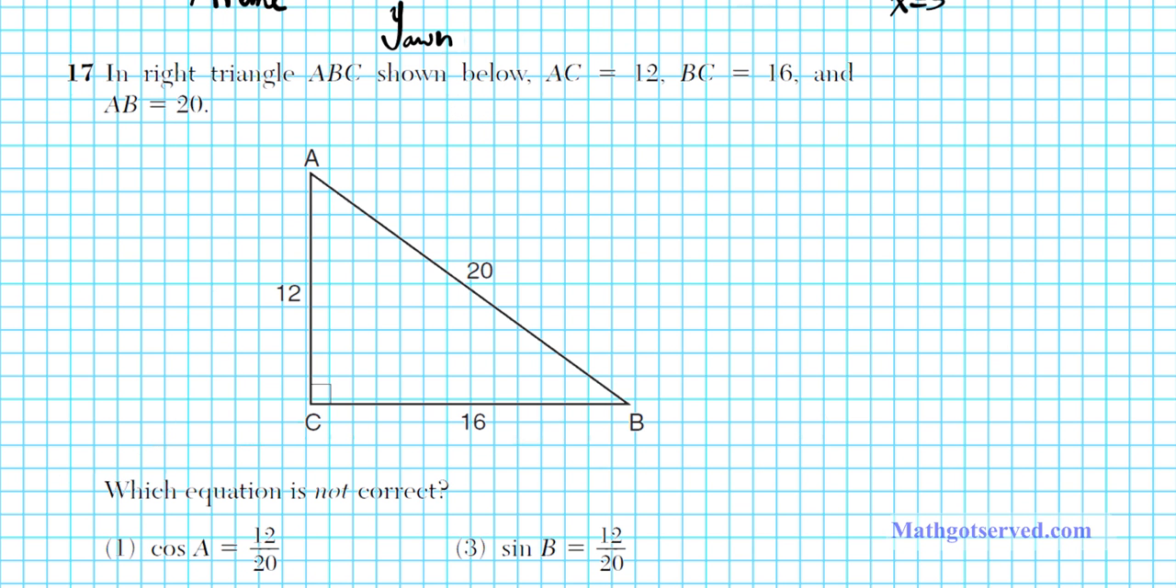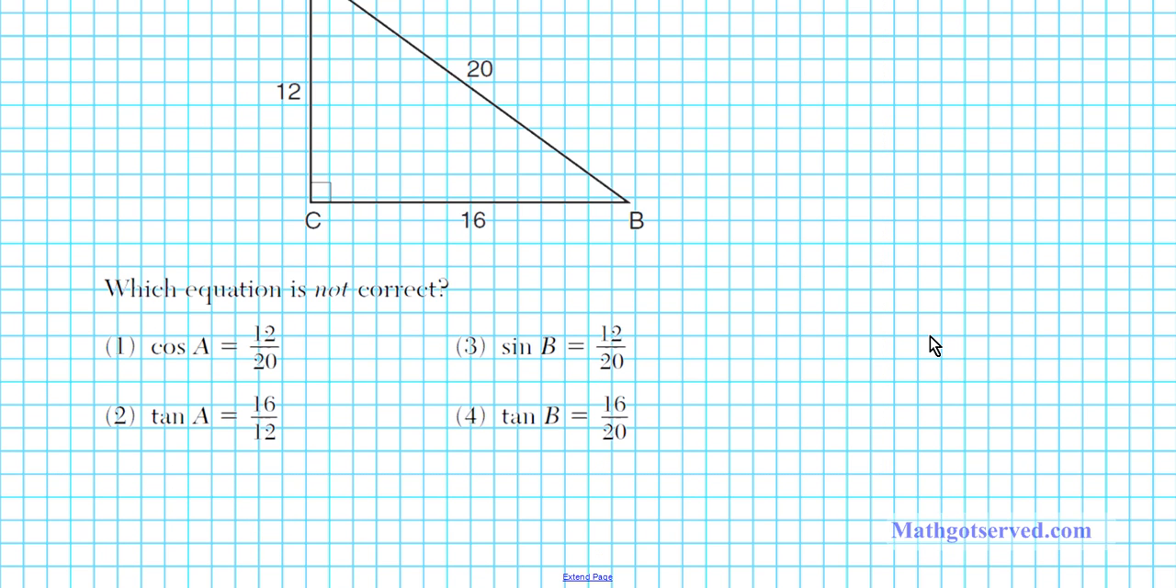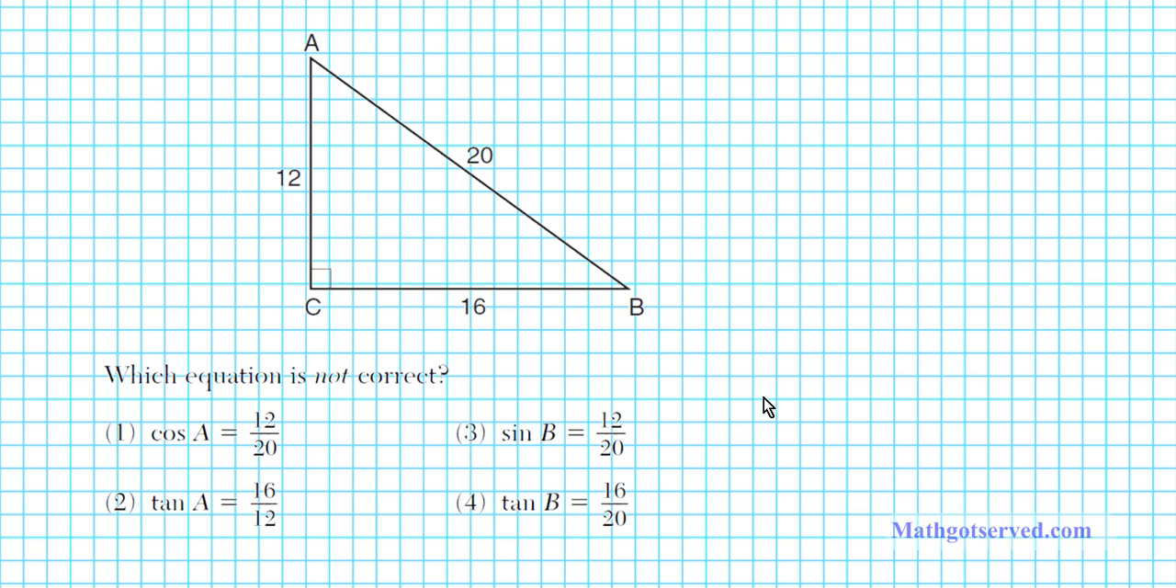All right, let's take a look at problem number 17. It says, in right triangle ABC, shown below, AC is 12, BC is 16, and AB is 20. Which equation is not correct? So which of these is not correct?